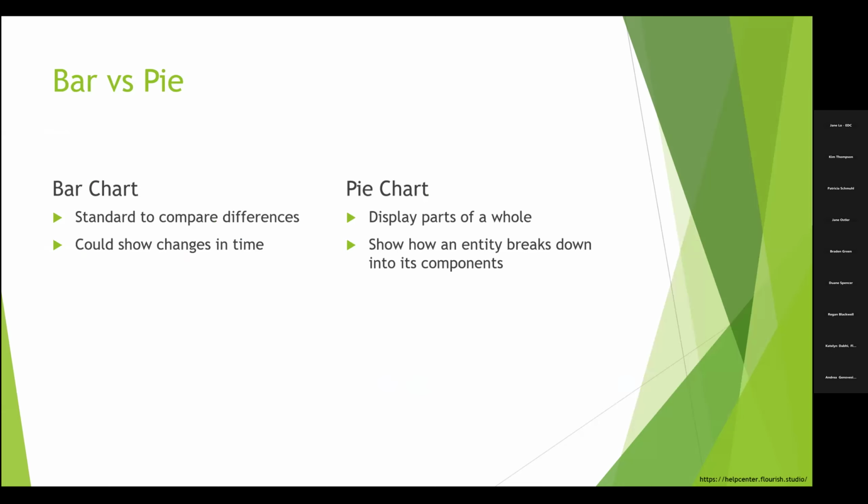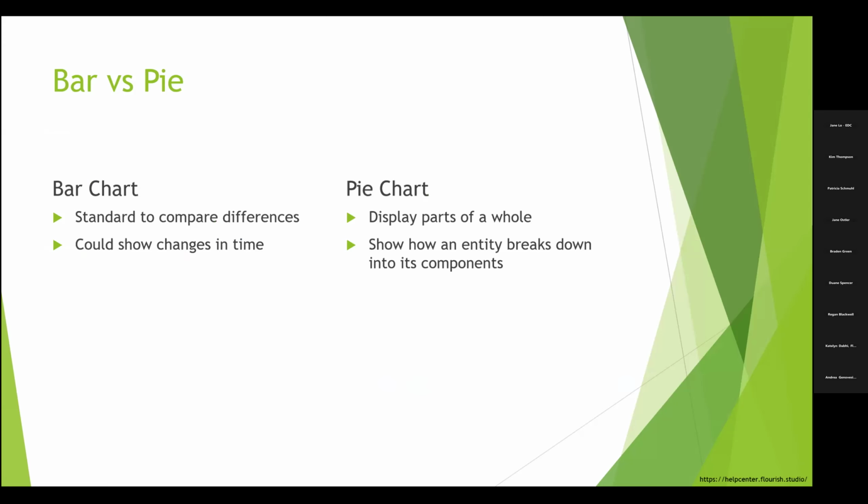A quick overview again about the bar chart and the pie chart. Bar chart is more standard to compare differences. It could show changes in time. Unfortunately, for the data set we were using here, we didn't have the time differences, but you could add a trending line over there and you could see the different changes. We do have something similar in the reports that you had in Tableau that you can visit as well.